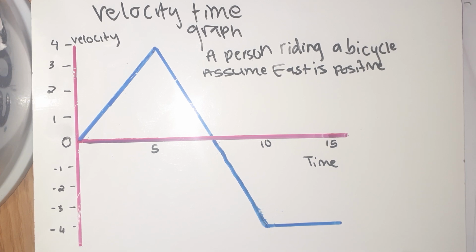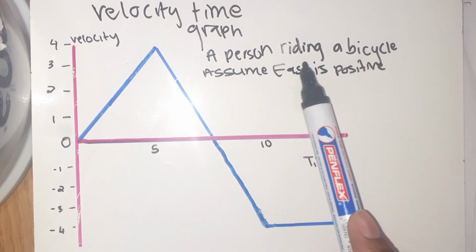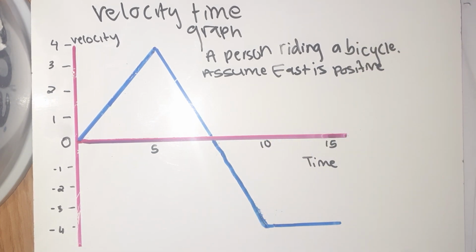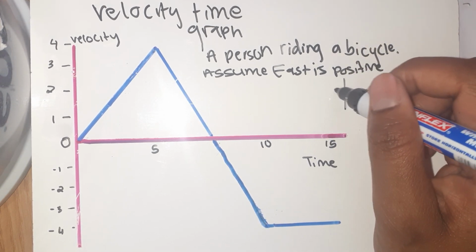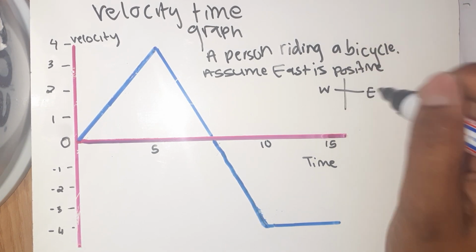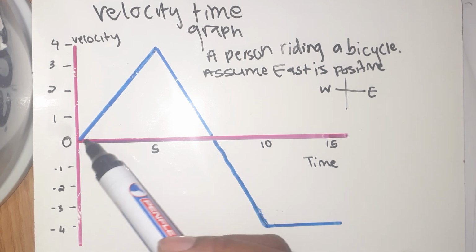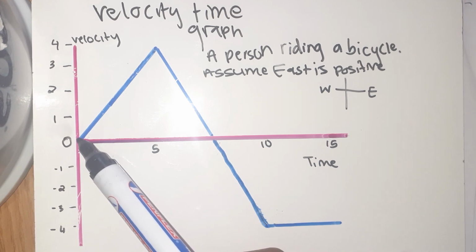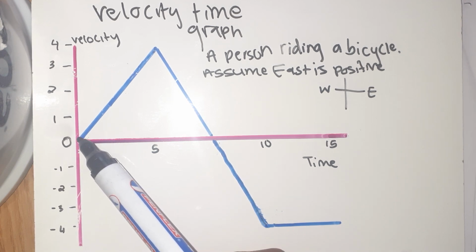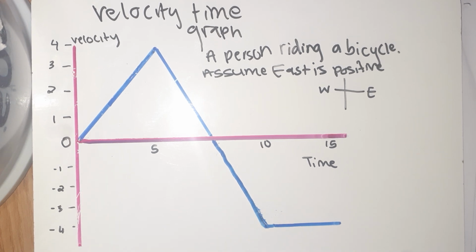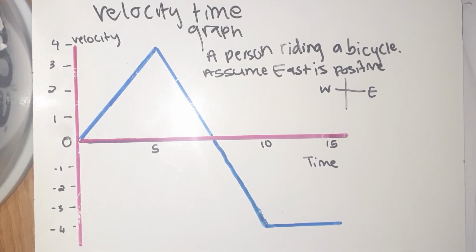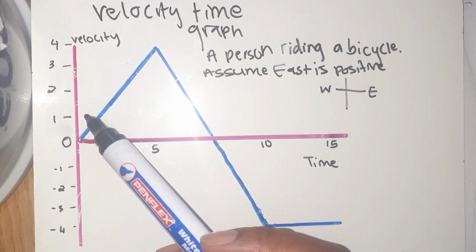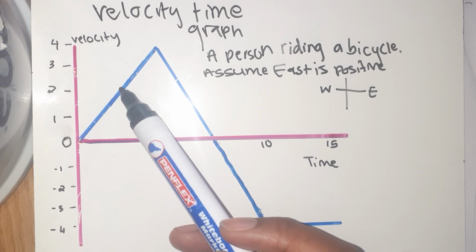So guys, a person riding a bicycle, right? We are going to assume east is positive. So let's say this is west and this is east. This person is riding the bicycle. He starts to ride from zero velocity. We'll take velocities like acceleration, right? So this person starts at zero and then starts accelerating. Here he's riding at 1 meter per second, 2 meters per second, 3 meters per second.